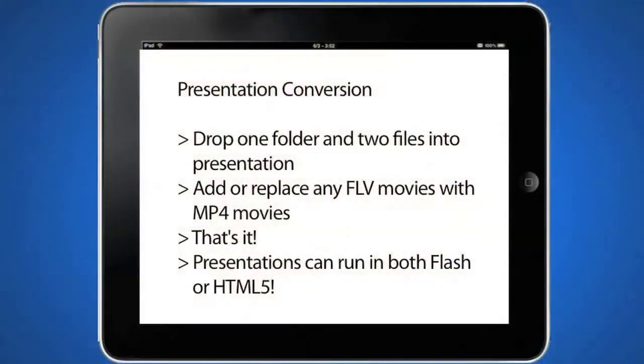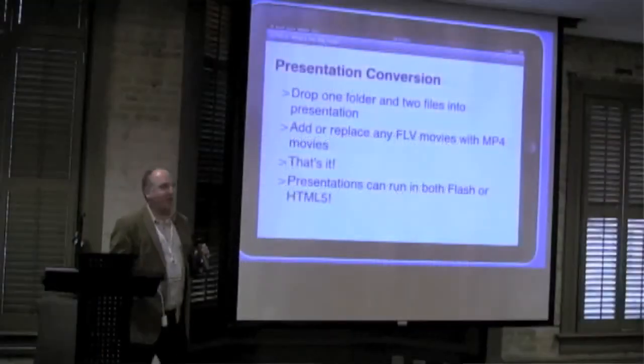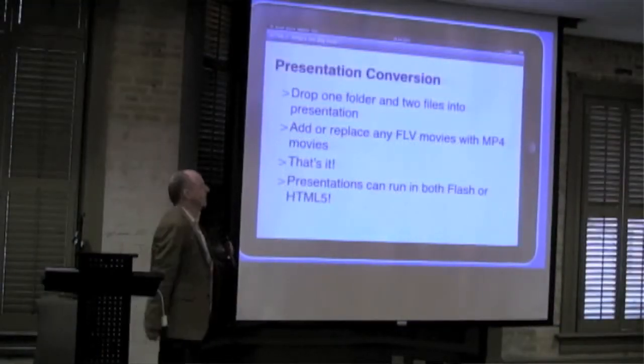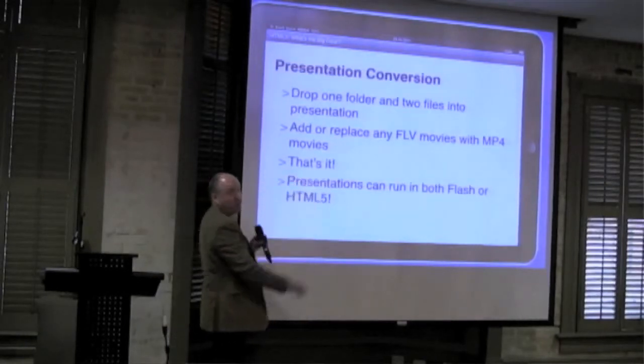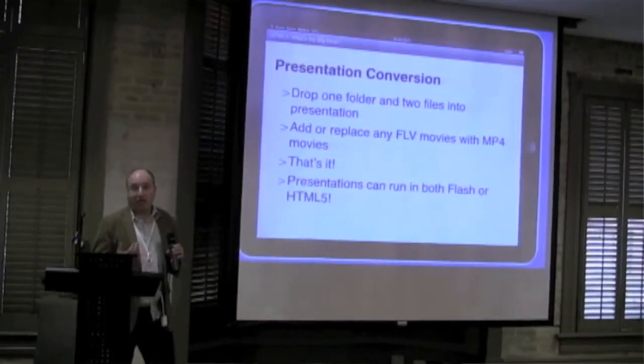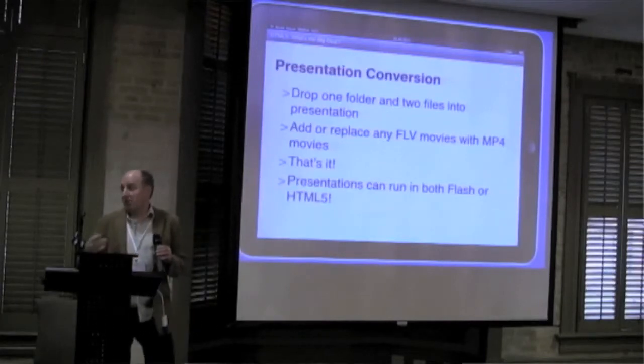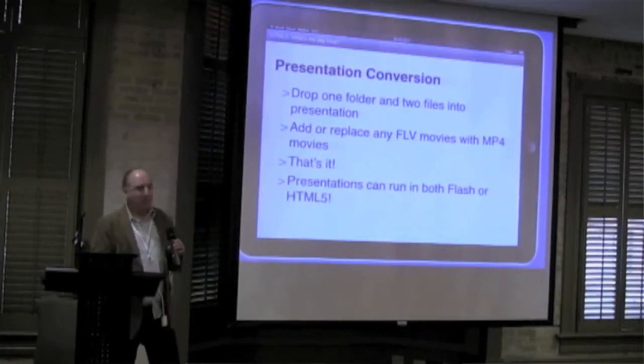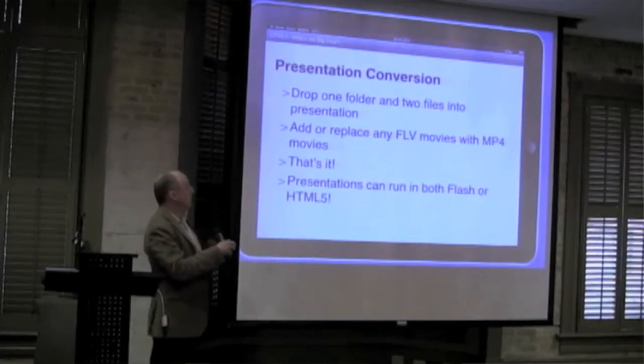This is how easy it is to convert a presentation. You take your folder of your presentation that you've output before from Pachyderm, and you just drop in one folder called library and two files. One's the index file, which is the new starting file for the HTML5 version, and the icon. That's what shows up on the person's desktop or screen when they save it. And that's it. And you replace your movies with MP4 movies if you're using movies. It's easy to convert FLV movies to MP4s. Just convert them and keep them named the exact same thing, drop them in the folder, and that's it.